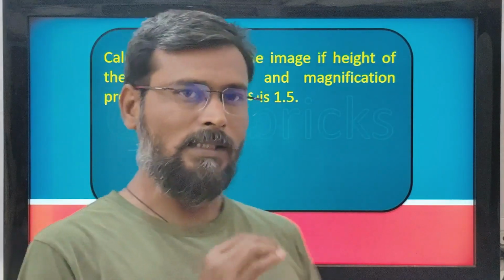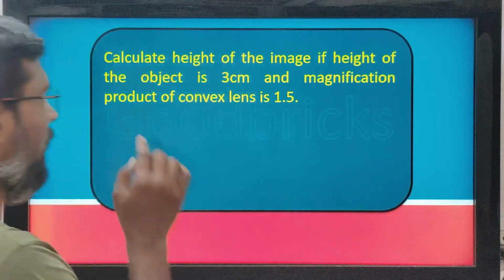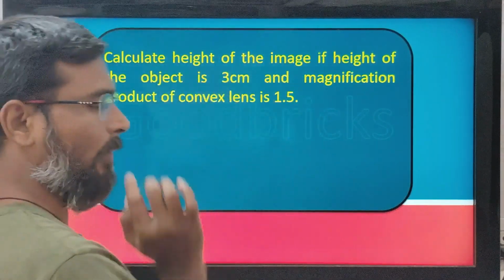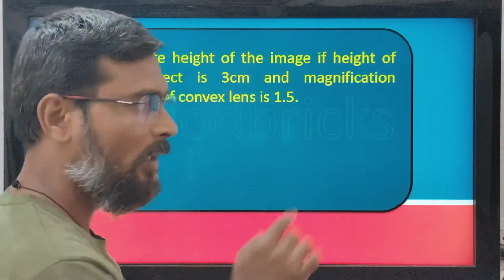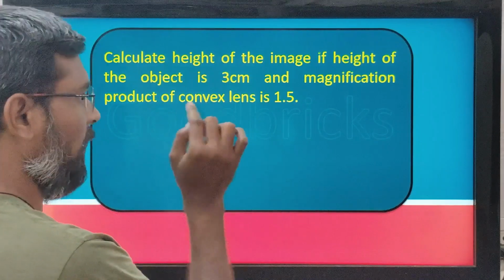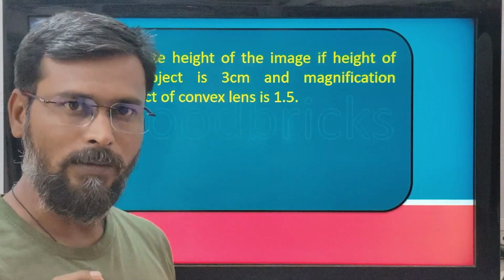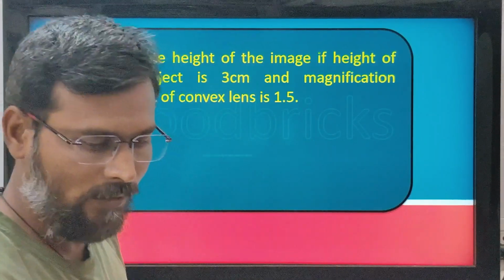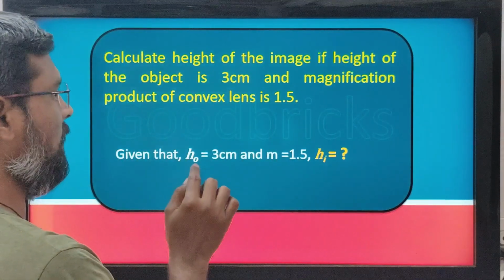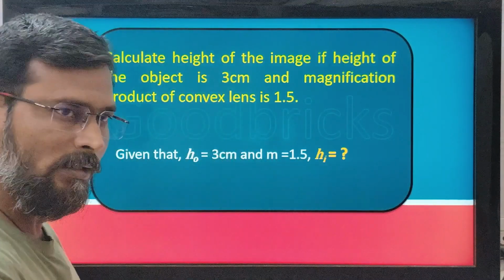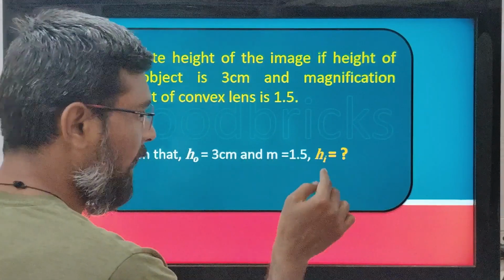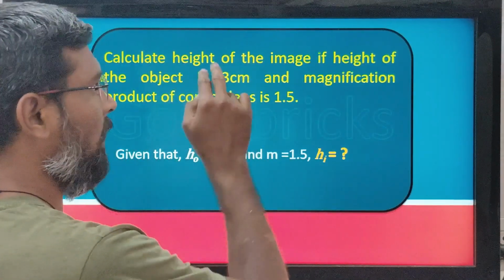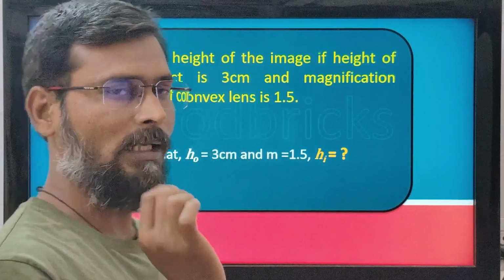Let us now discuss another problem. Here, calculate the height of the image if the height of the object is 3 centimeters and the magnification produced by the convex lens is 1.5. So what they have given in the question, see here: H0, the height of the object, is 3 centimeters, M, the magnification, is 1.5, and they are asking us to calculate the height of the image. So Hi is equal to how much?